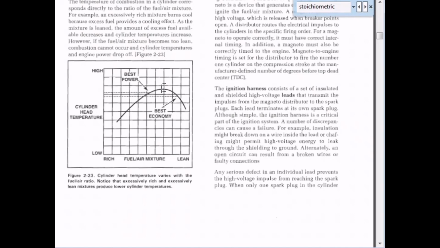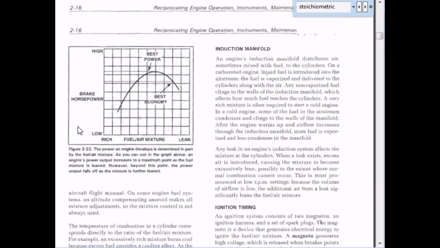Kenapa best power tak berada di puncak? Kerananya kita sengaja lebihkan fuel. Nampak tu? Sini fuel air mixture dia reach dekat sini. Lean dekat sini. Lean tu maksudnya kurangkan fuel. Rich ni maksudnya lebihkan fuel. Jadi kita best power tu kita lebihkan fuel dekat sini. Kenapa dia tak duduk di puncak? Kan puncak tu lagi power. Nampak tu? Cylinder head temperature ni lagi tinggi, maksudnya power lagi tinggi lah.